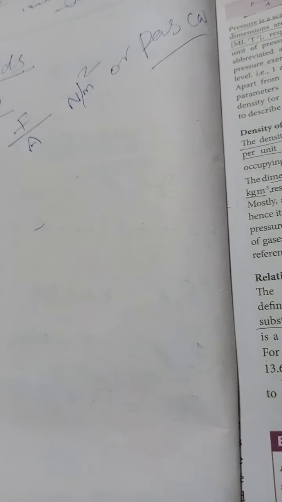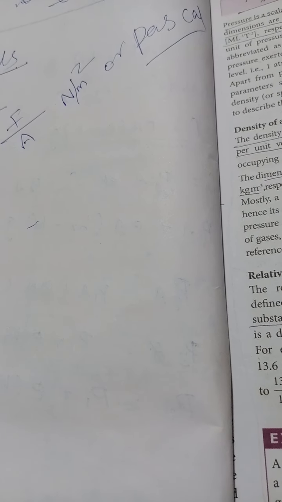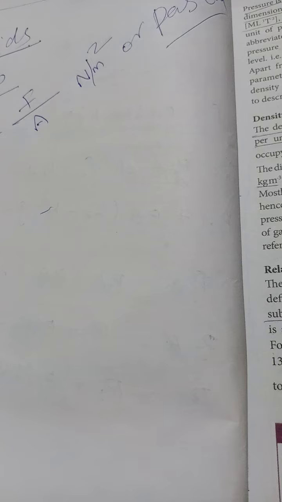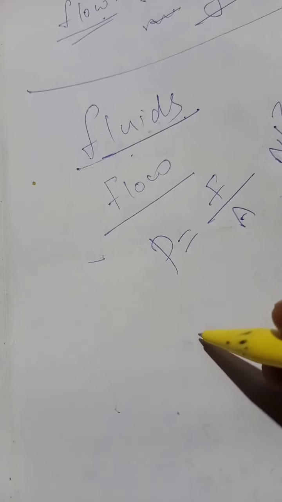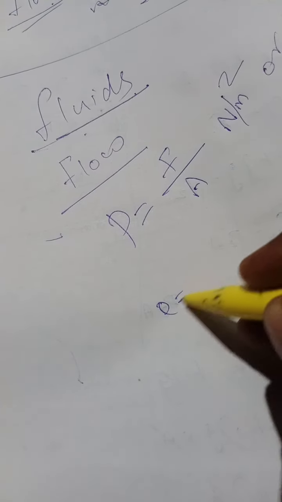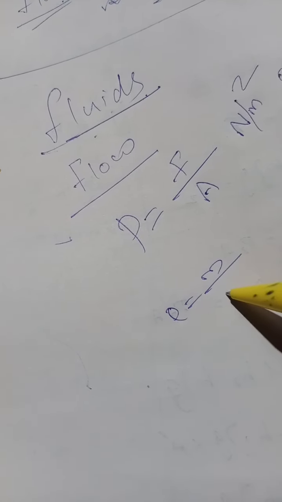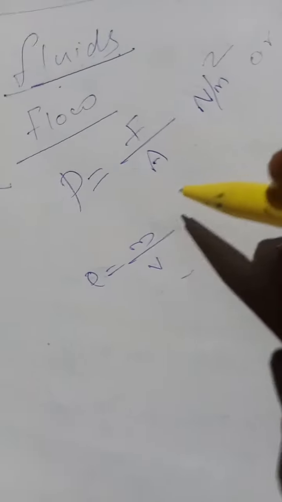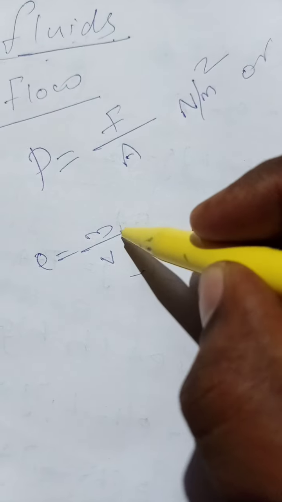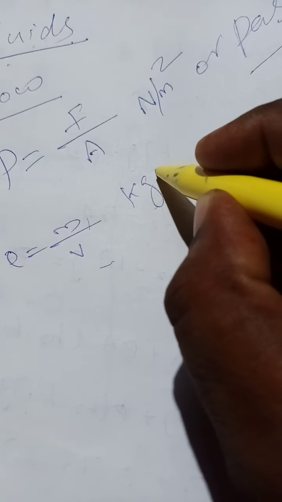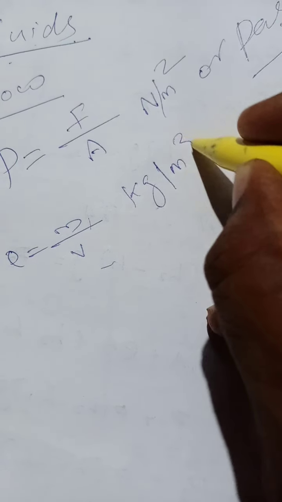So that is the first parameter, and the next parameter is density. Density means what? Mass per unit volume. So the density of a fluid you can also define as mass per unit volume, and what is the SI unit of density? Kilogram per meter cube.